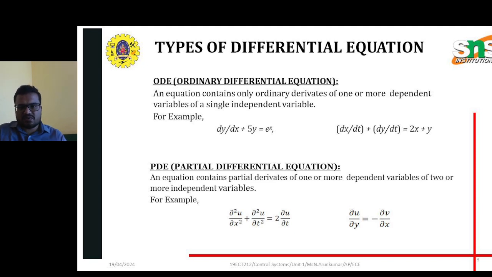Next one is partial differential equations. In this we can jointly combine together second order functions, dou square u by dou x square plus dou square u by dou t square equal to 2 into dou u by dou t. So like that, second order differential functions have to be followed by using these partial differential equations.